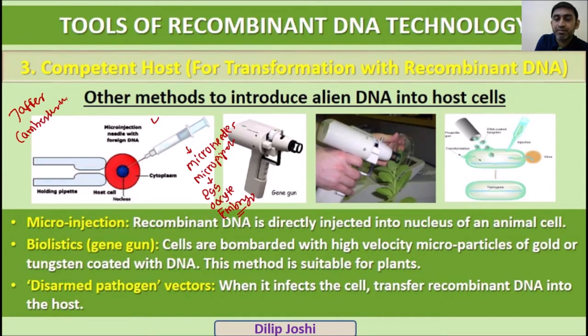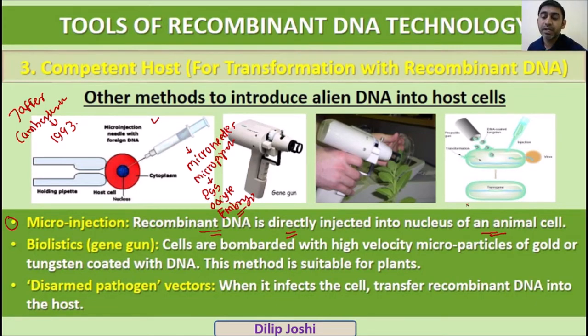Jeffrey Chamberlain, around 1993. They discovered this method in the Human Genome Center at Michigan University in the United States. They cured mice that inherited a neuromuscular disease, which is like muscular dystrophy in humans. So in microinjection, the recombinant DNA is directly injected into the nucleus of an animal cell.